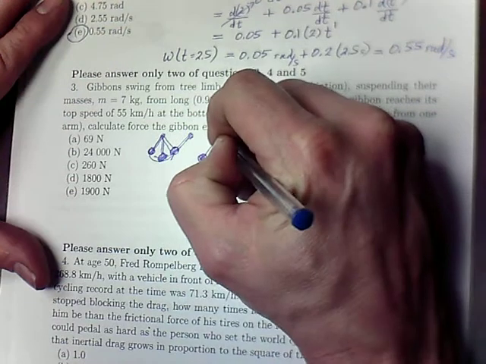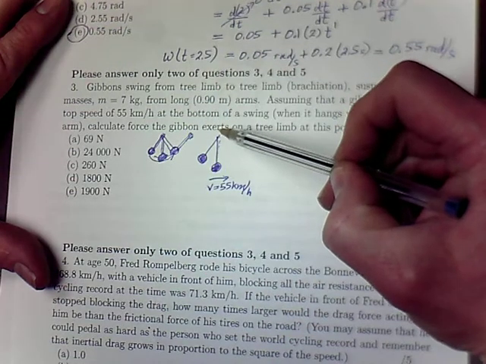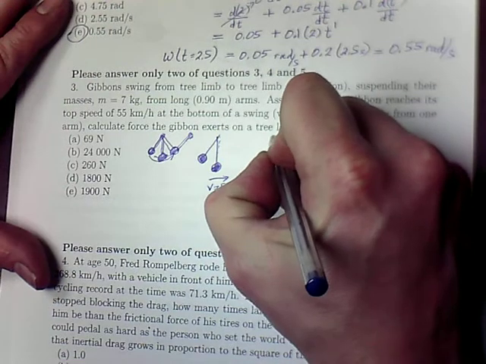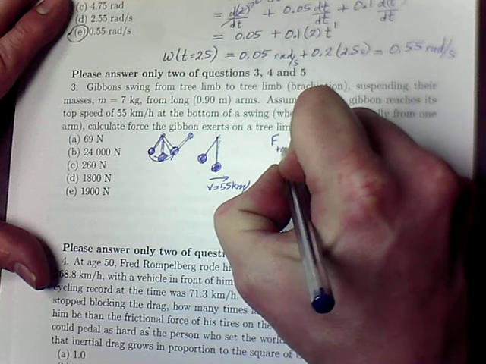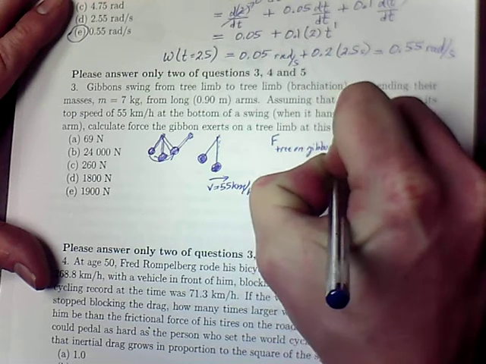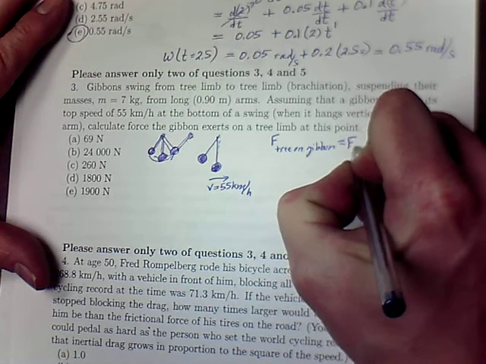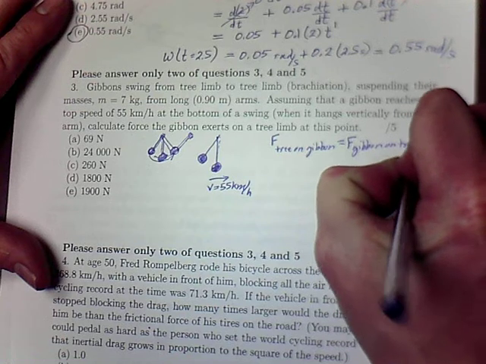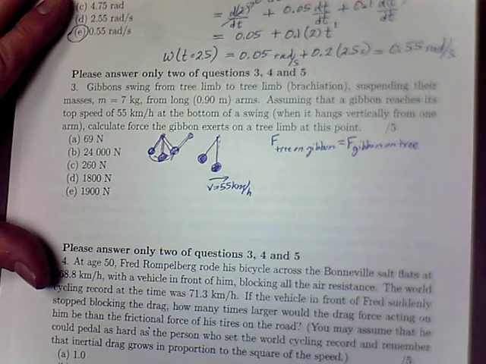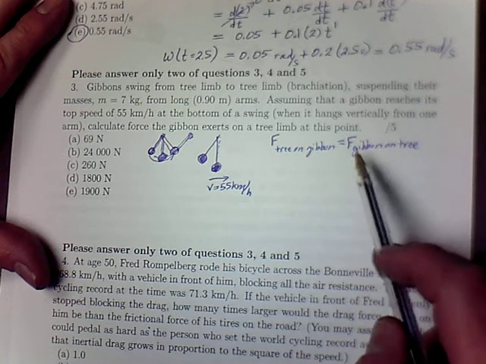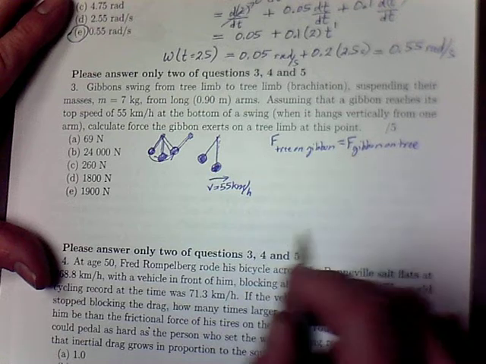and at the location that we're interested in, we know that there's a force that the gibbon's exerting on the tree limb, and the force that the tree limb is exerting on the gibbon should be equal to that. So force of the tree on gibbon equals force of the gibbon on tree. And this will act like a tension force in this problem. The gibbon, of course, is pulling down on the tree, but the tree is pulling up on the gibbon.